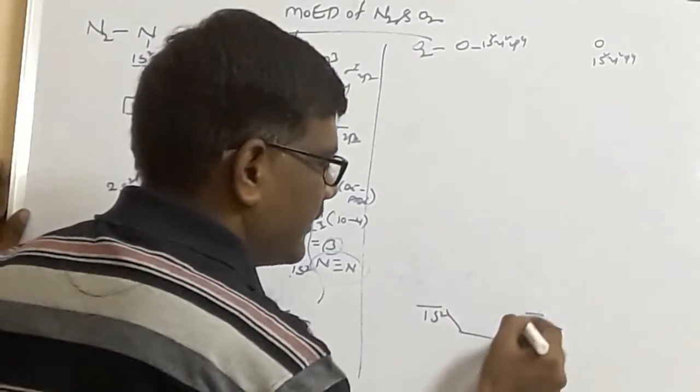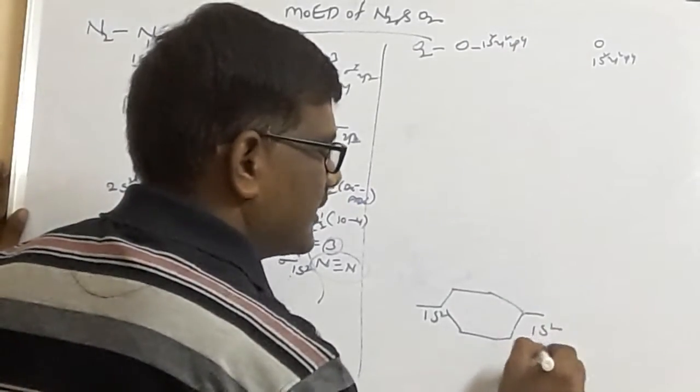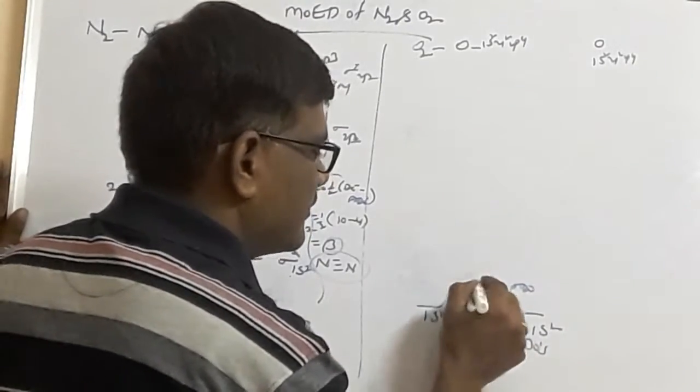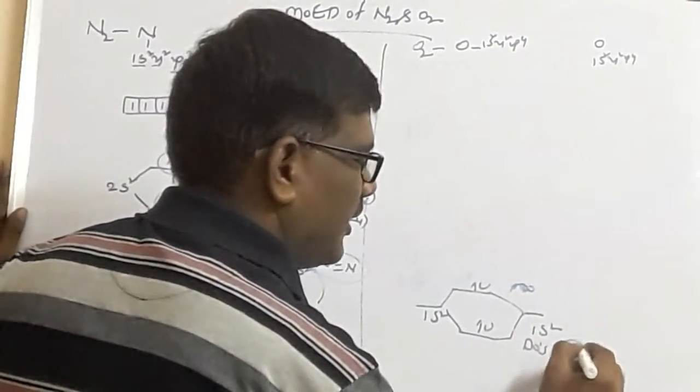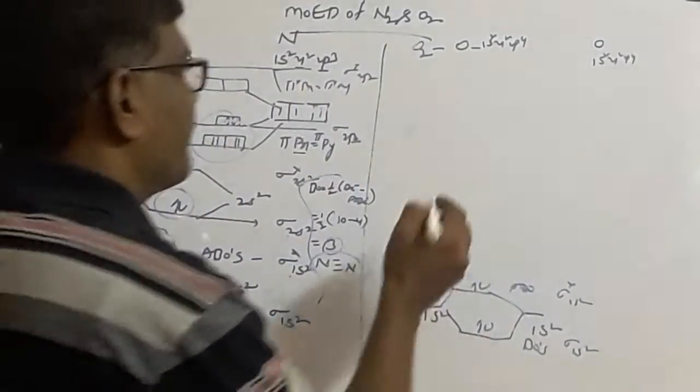They give you two different energy levels. One is the least energy, which is called the BOS, and this is called the anti-BOS. Total 4 electrons, 2 electrons here, 2 electrons here. This is called sigma 1s2. This is called sigma star 1s2. Same exactly.